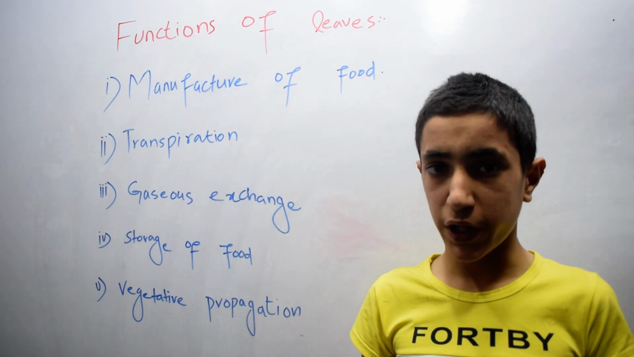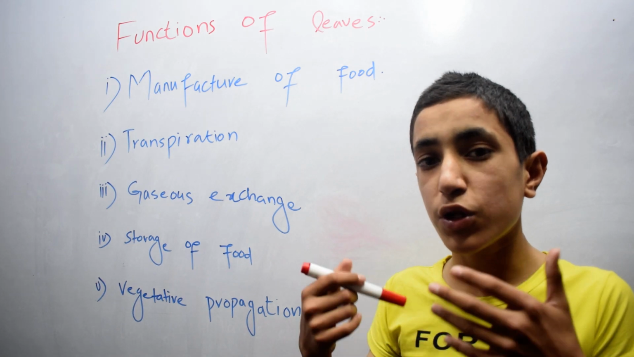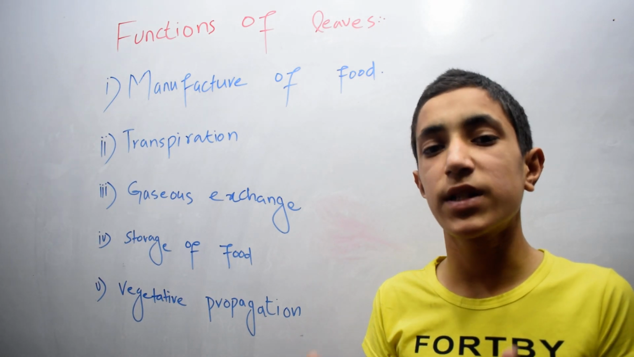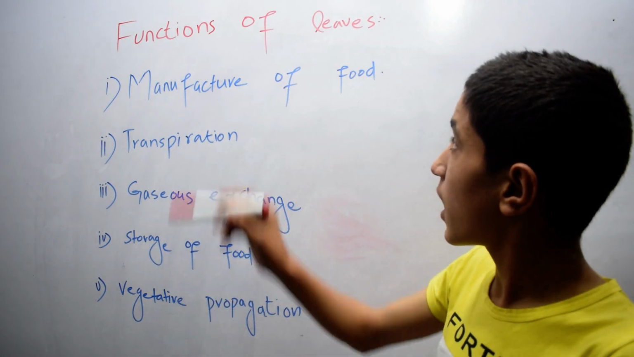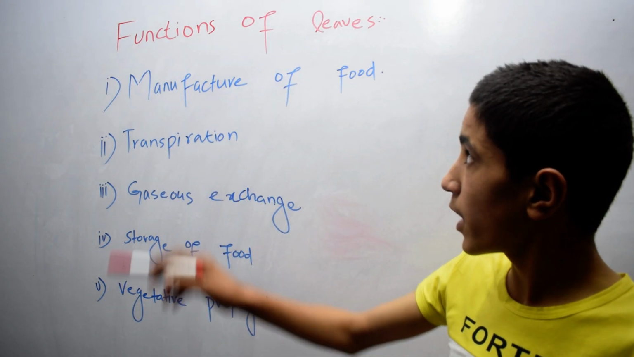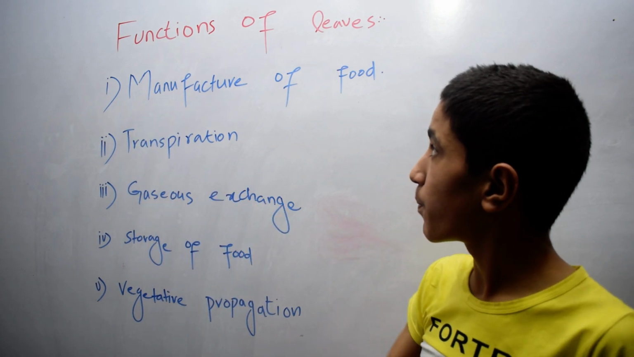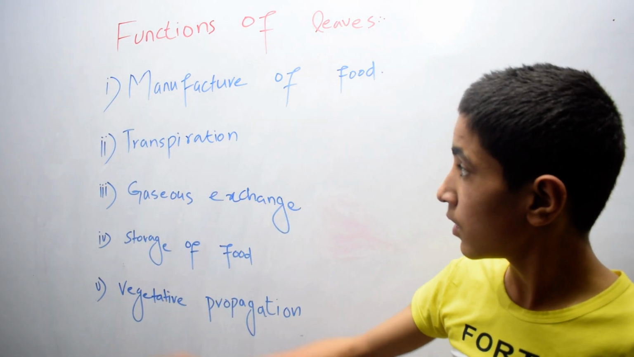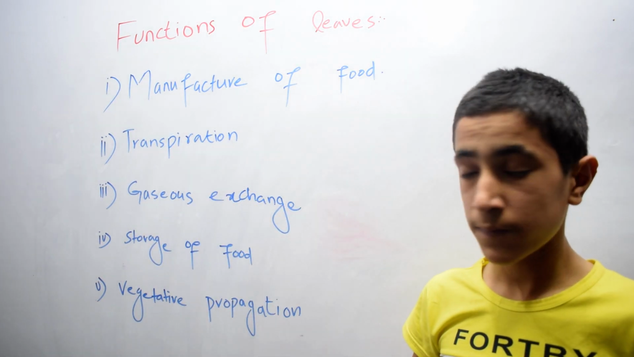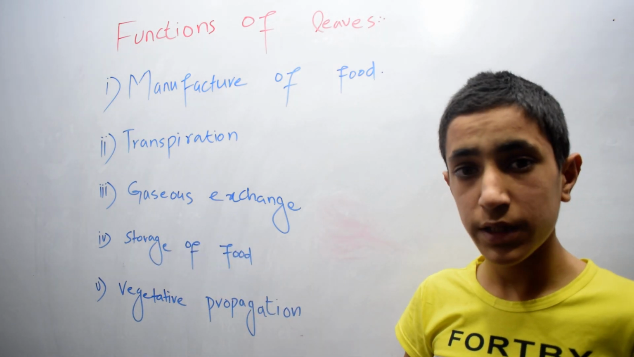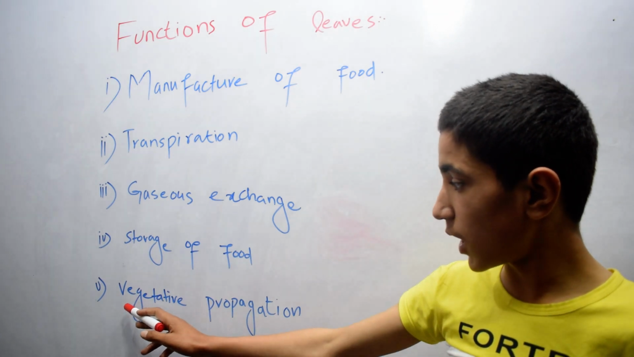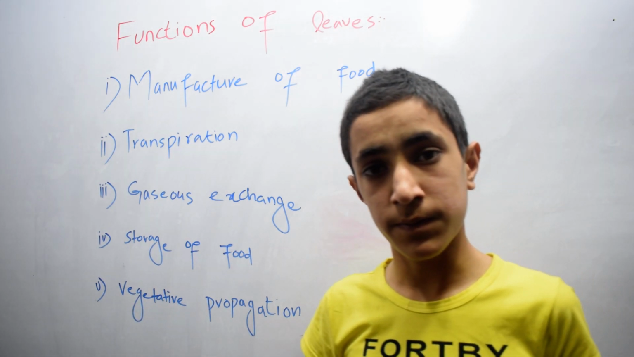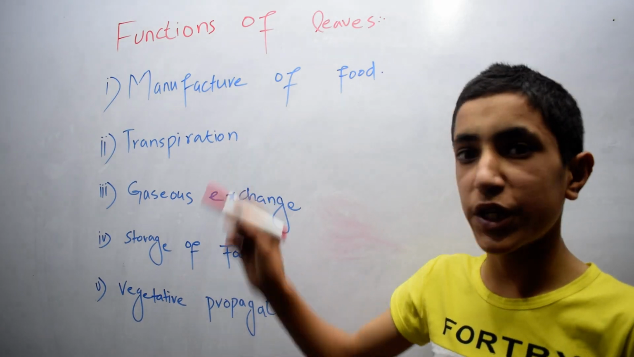Why are the leaves green? Because of the presence of chlorophyll. Let's come to the function of leaves. The functions of leaves are manufacture of food, transpiration, gaseous exchange, storage of food, and the last one is vegetative propagation. Let's discuss each in detail.